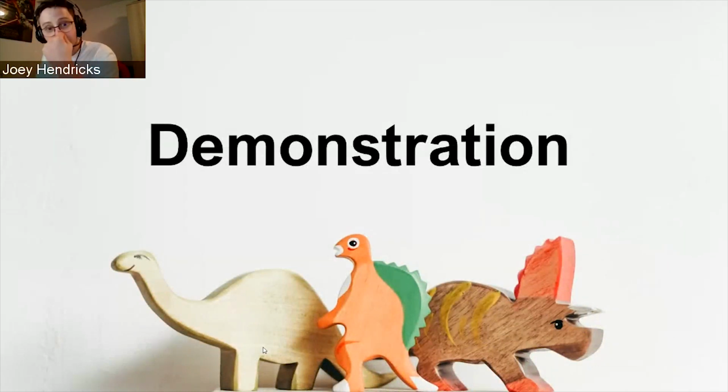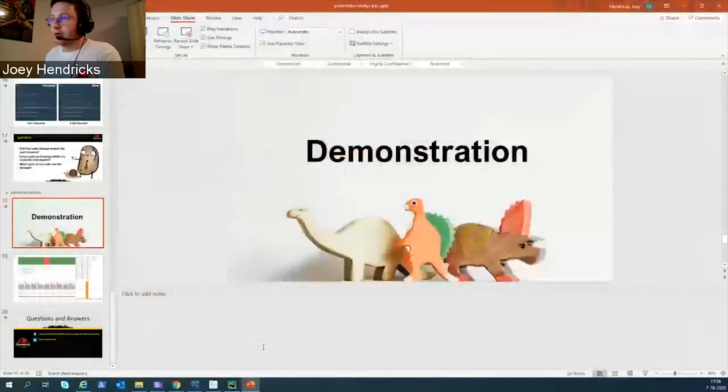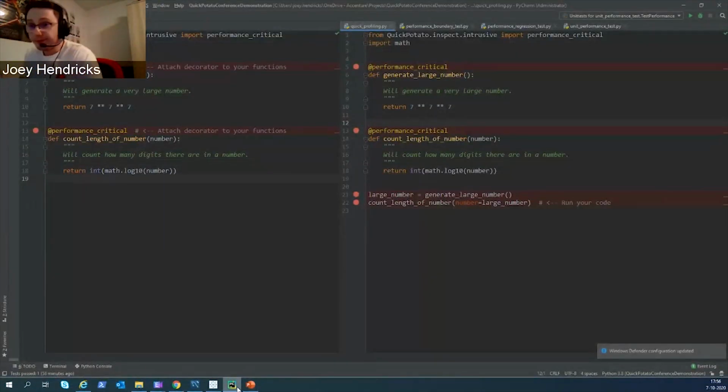I'm going to quit my PowerPoint real quick, and swap over to my IDE. To the left, we see the same code that I showed in the presentation. The examples are the same, but there is one key difference. This code has been equipped with Quick Potato, and Quick Potato has something which I call intrusive profiling. Intrusive profiling means that we're going to smack a decorator on top of it.